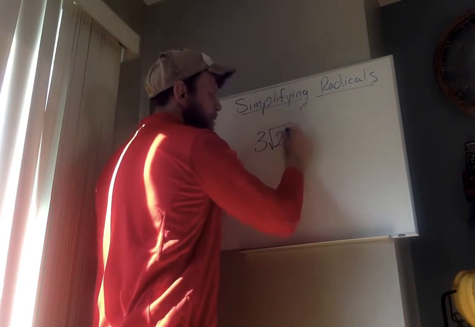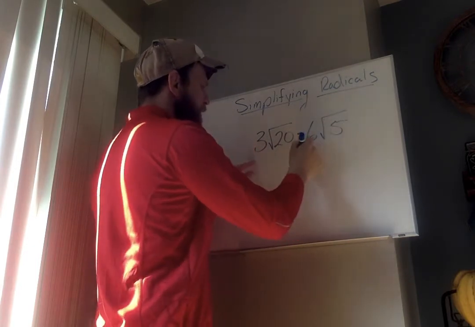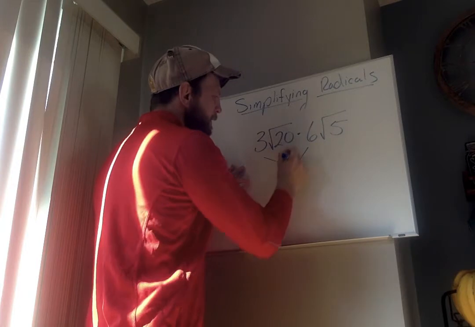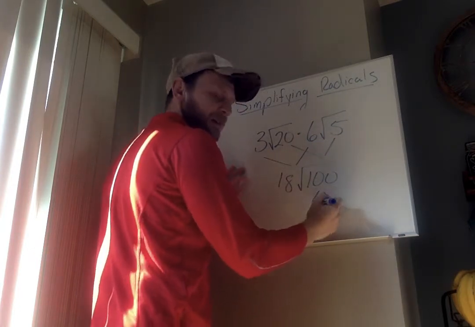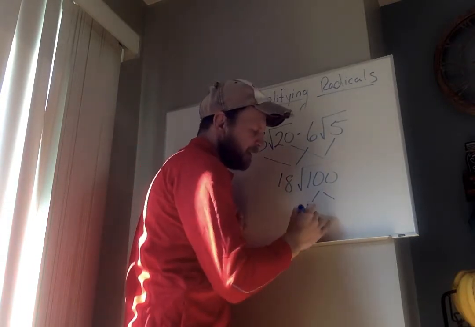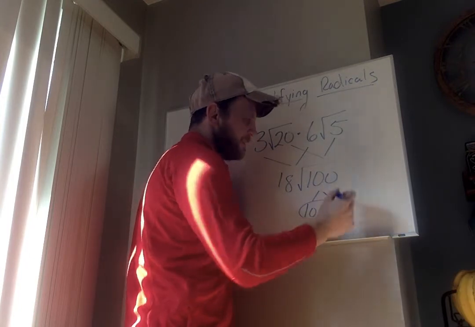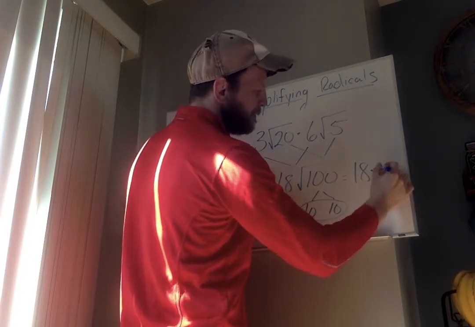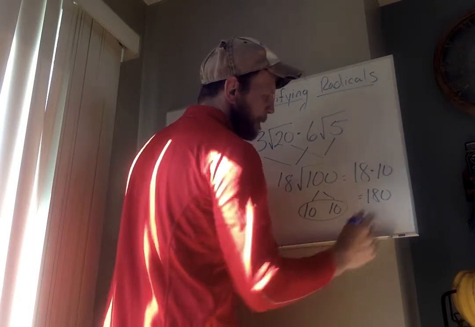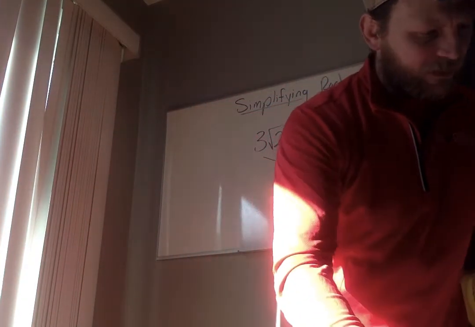3 root 20 times 6 root 5. So let's do outside with outside, inside with inside. Can you break down 100? Yeah, very good. 10 and 10. Awesome. Nice job, Mason. 10 and 10, so this is going to be 18, okay, times 10. It's going to be 180. All right, so it's those examples.